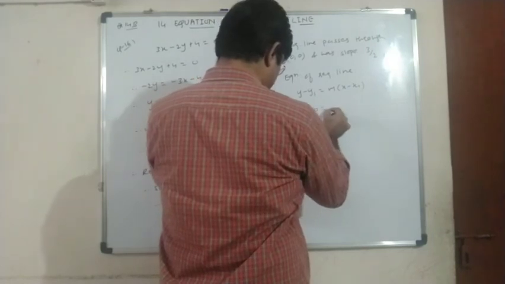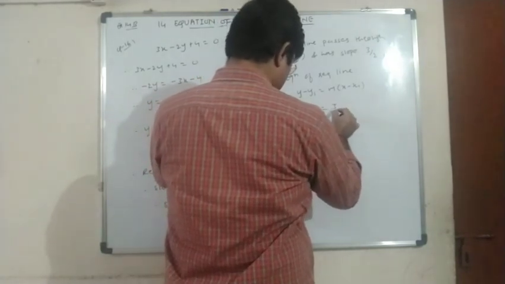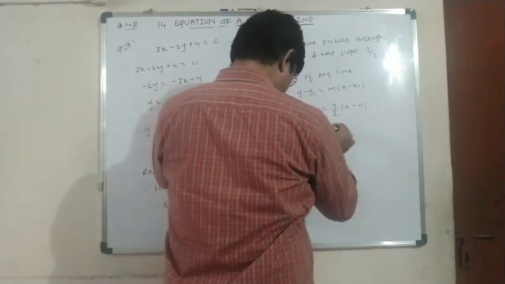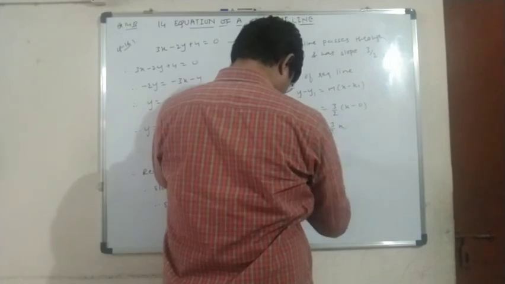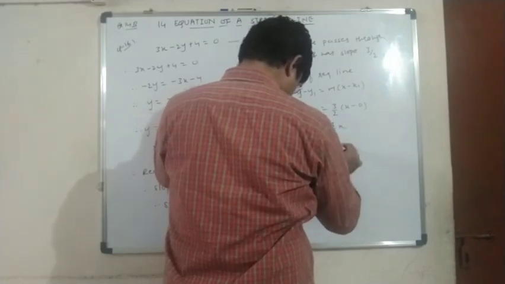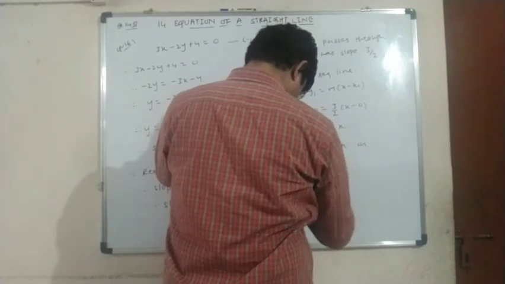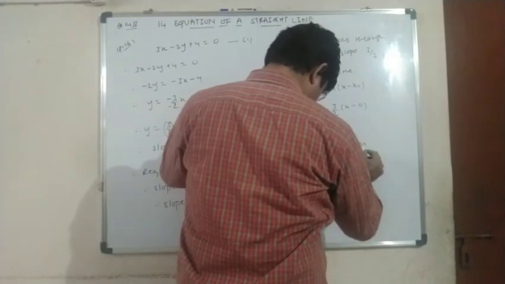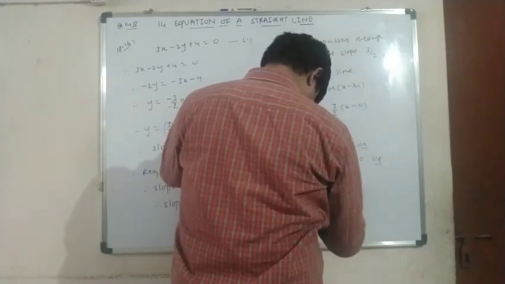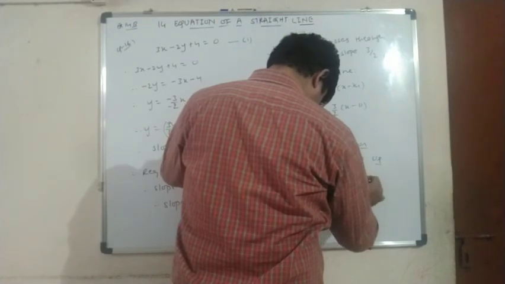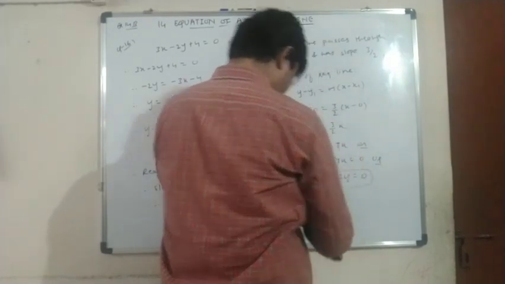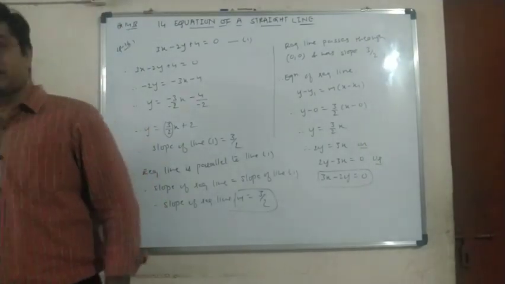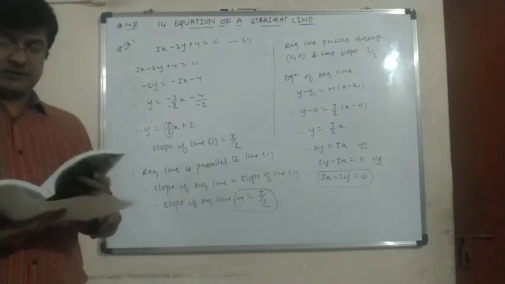Therefore, y minus 0 is equal to m, which is 3 upon 2, into x minus 0. Therefore, y is equal to 3 upon 2x. Therefore, 2y is equal to 3x, or 2y minus 3x is equal to 0, or 3x minus 2y is equal to 0. So this is the required line. Clear? This was question number 16 we have solved.